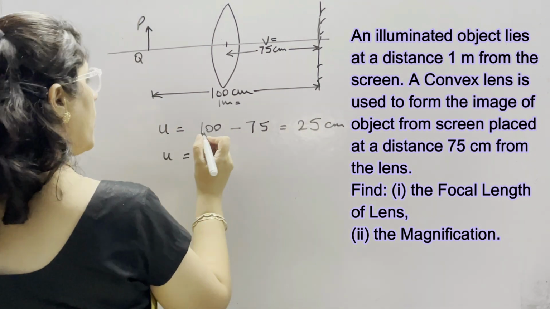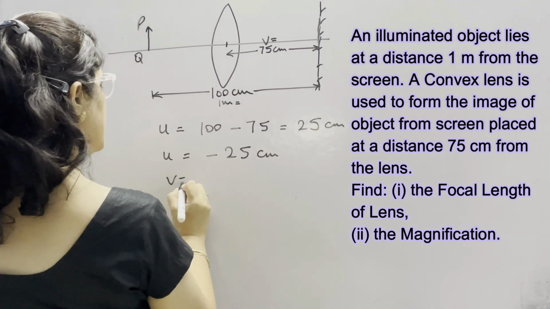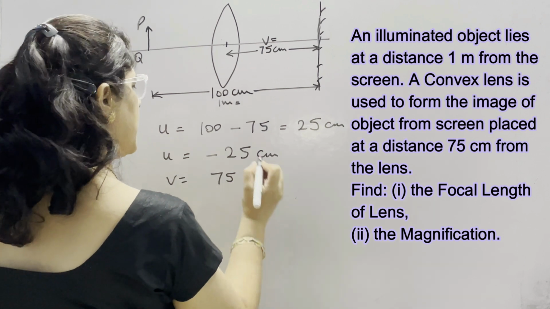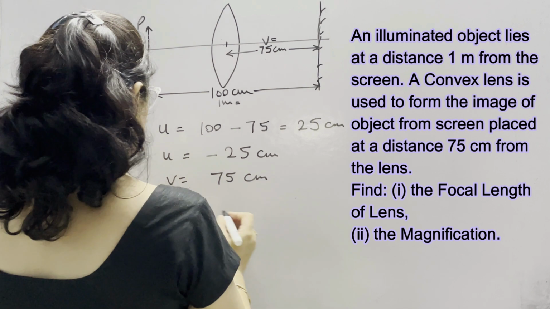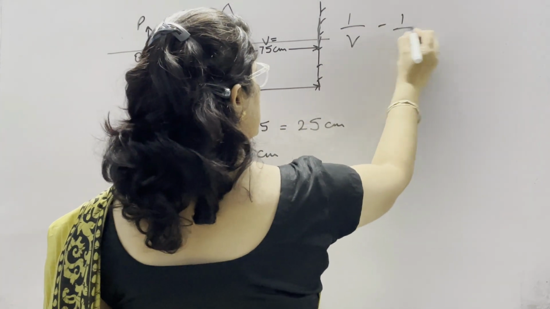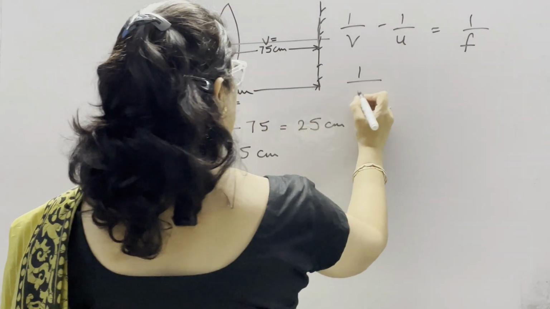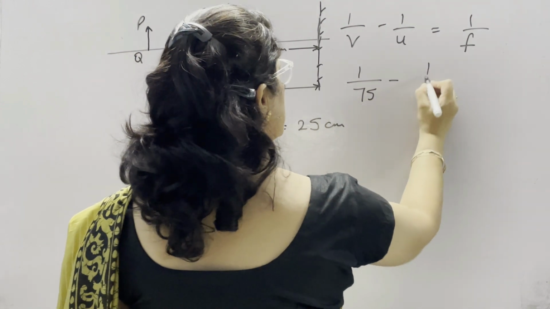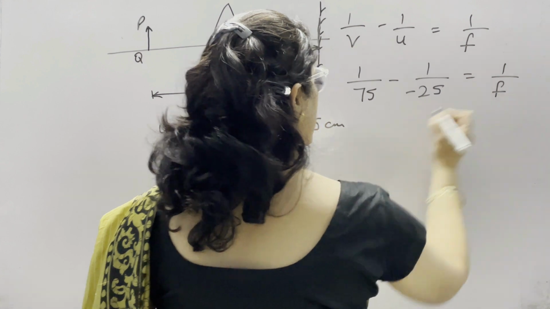So U for a convex lens is minus 25 centimeter. V is given as 75 centimeter and it is positive because it is on the opposite side of the lens, right side of the lens. And now coming to the formula, 1 upon V minus 1 upon U is equal to 1 upon F. Now, what is the value of V? It is 75. What is the value of U? It is minus 25, is equal to 1 upon focal length.